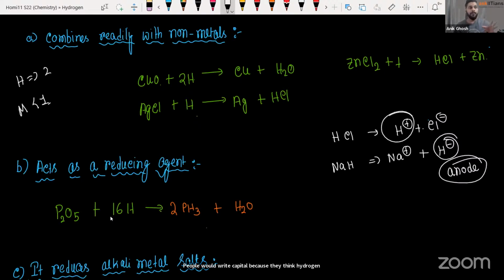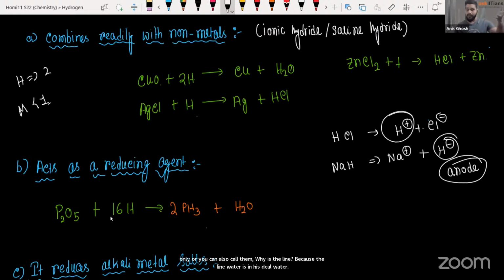They are anions. Now see, metal hydrides are also called ionic hydrides for this reason. Ionic, or you can also call them saline hydrides. Why saline? Because saline water means NaCl water, right? Salt. So from there, saline means ionic compounds also. All right. So that's why we call them saline hydrides or ionic hydrides. So they make ionic compounds.